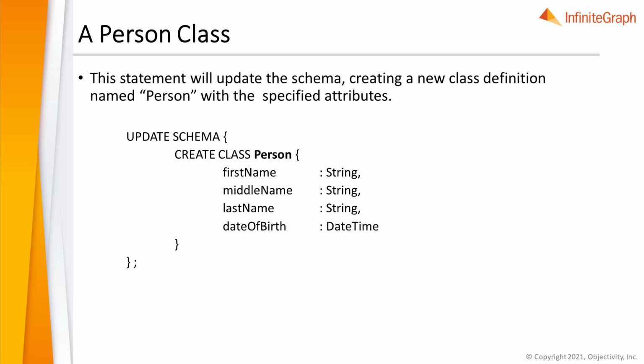Let's define a person class. This statement will update the schema, creating a new class definition named person with the specified attributes. In this case, first name, middle name, last name, and date of birth. Note that each attribute type is followed by a comma except for the last one.